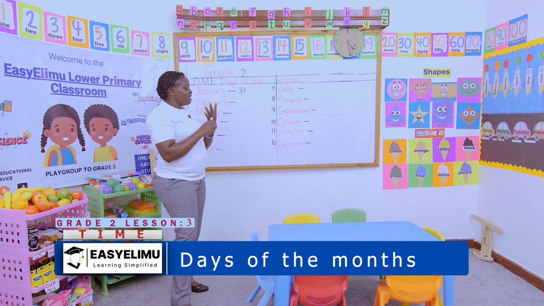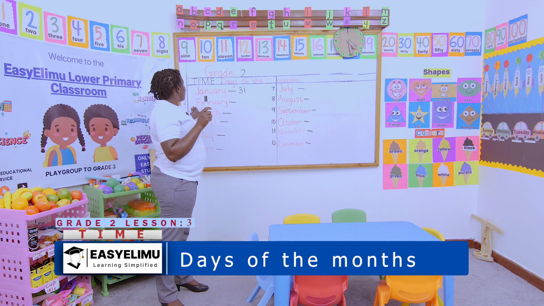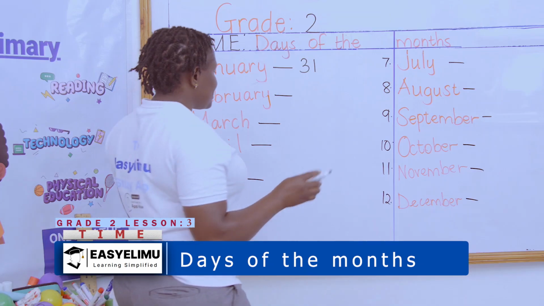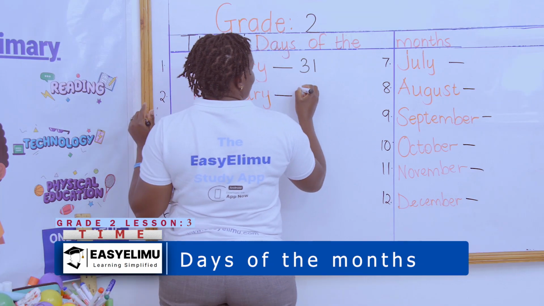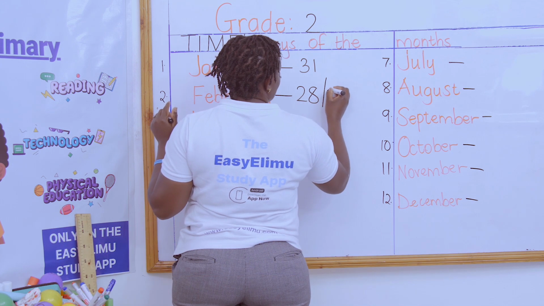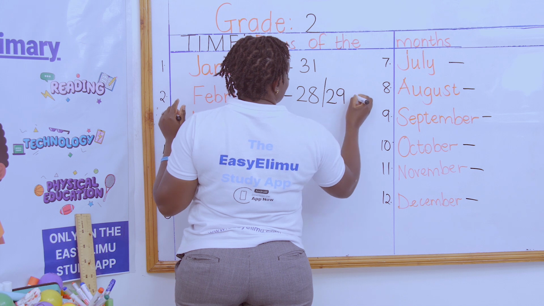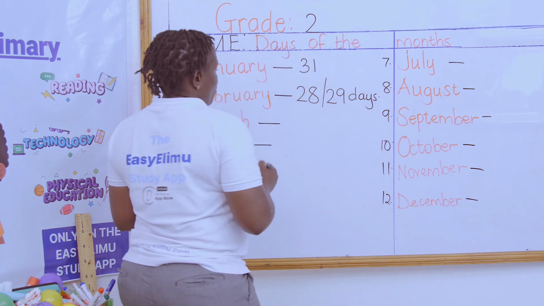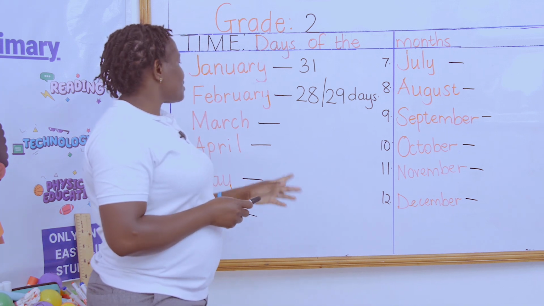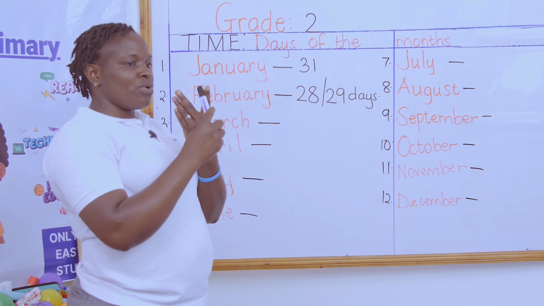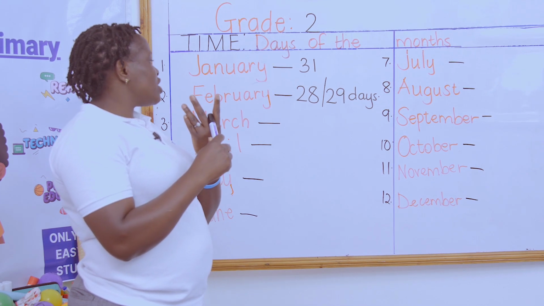But when we talk about February, it is a very different month of the year. It is extraordinary. Why? It never reaches 30 days. It will always be 28 or 29 days. I'll explain to you why 28 or 29. Meanwhile, let's continue. January is 31. February is 28 or 29.